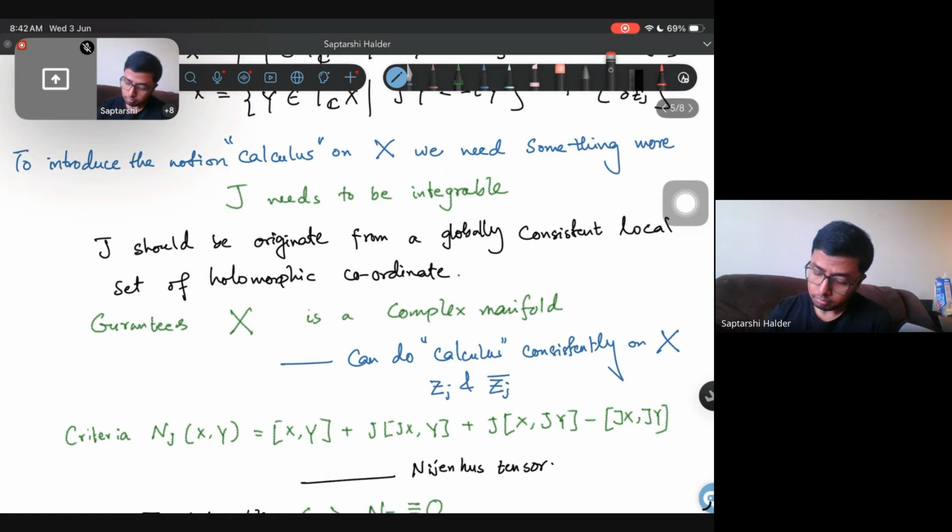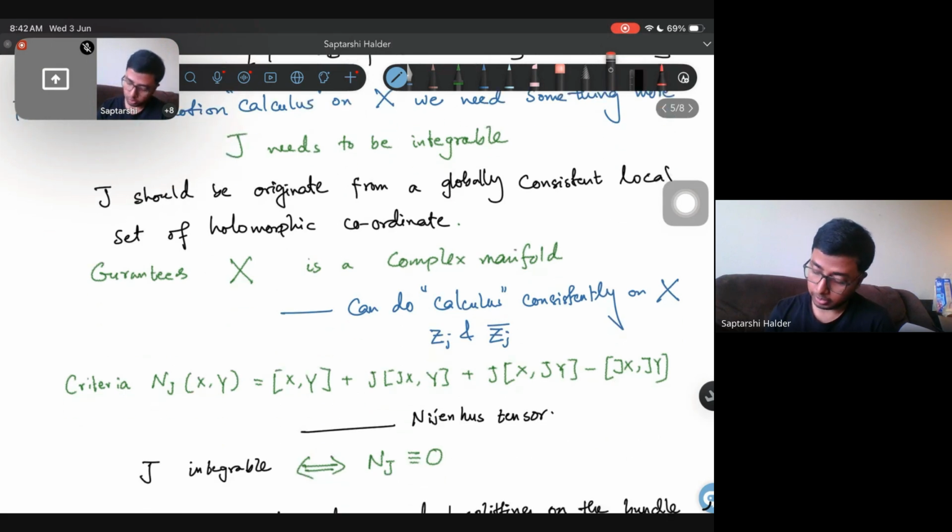So what do we mean by calculus? There are two things going on over here. One is with respect to z_j, and the other is z_j bar, which we have seen earlier. And there is a conjugate one.